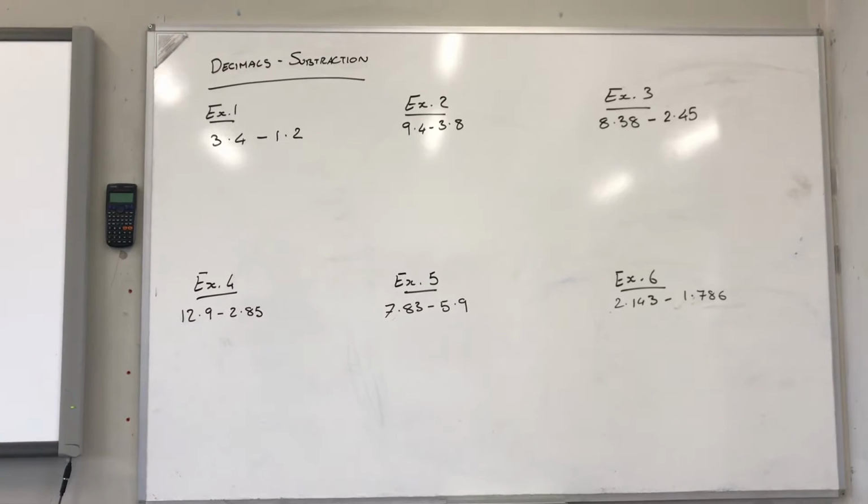Hi, so what we're going to do in this video is some decimal subtraction. So we've done decimal addition. If you remember from that, we just needed to make sure that when we wrote it out as a sum, we understood place value and that units were above units, tens were above tens, tenths were above tenths, and so on. We're not going to do anything different, it's just subtraction instead of addition.